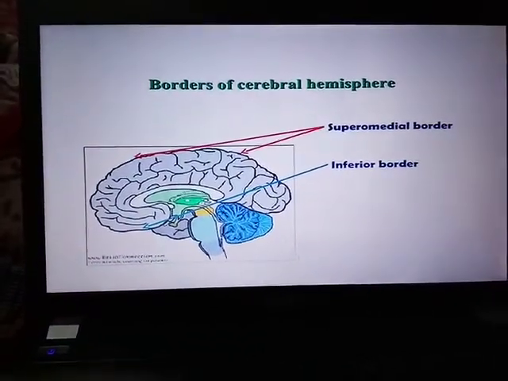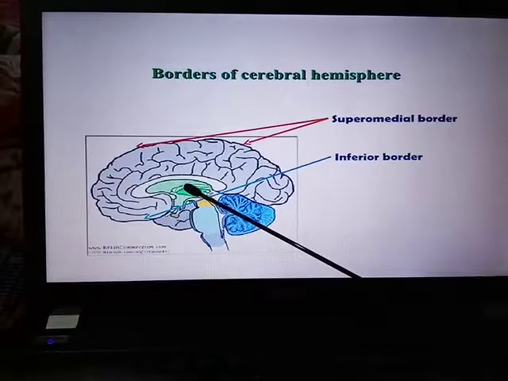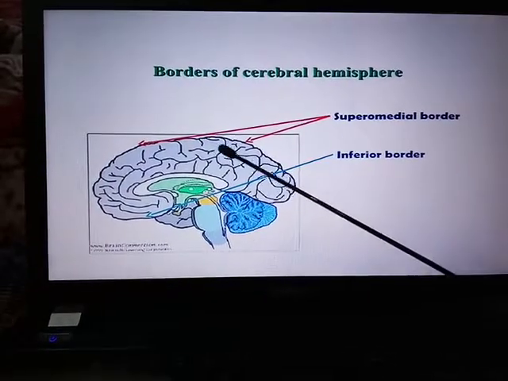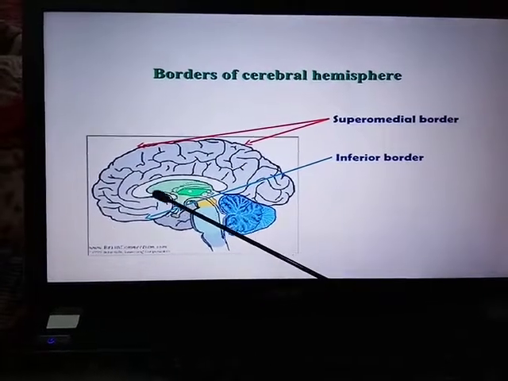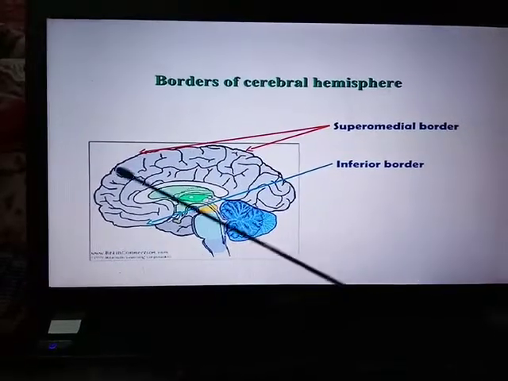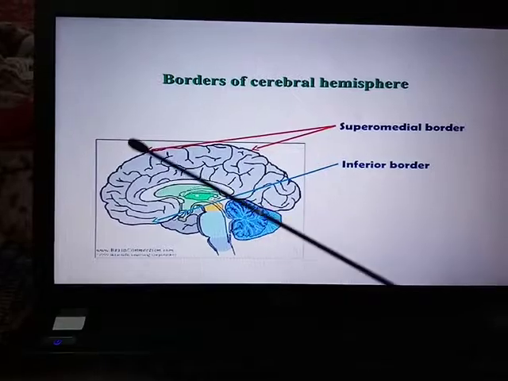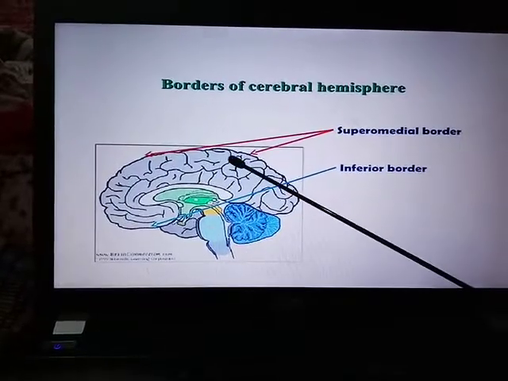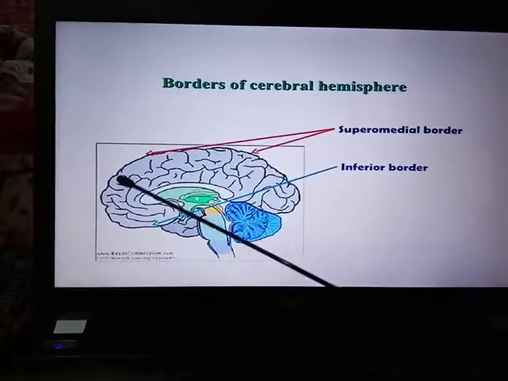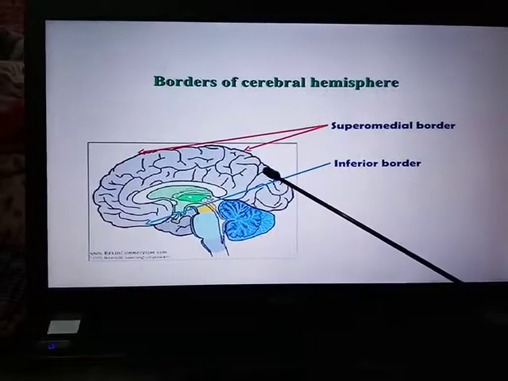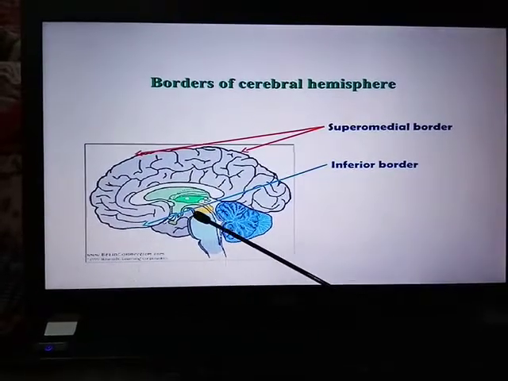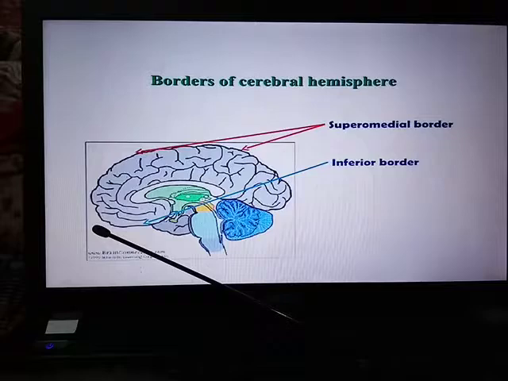For the borders, this is the medial surface of the cerebral hemisphere. We have taken here half of the cerebrum. This is the medial surface of the cerebral hemisphere. This is the superomedial border. Superiorly, we have only one border, that is the superomedial border, and inferiorly, here you have the inferomedial border.